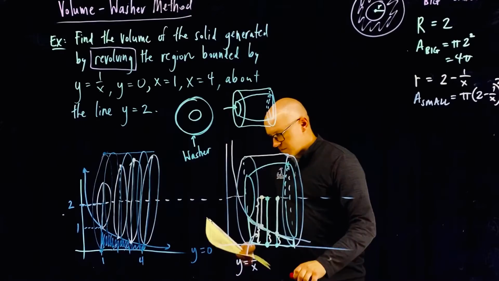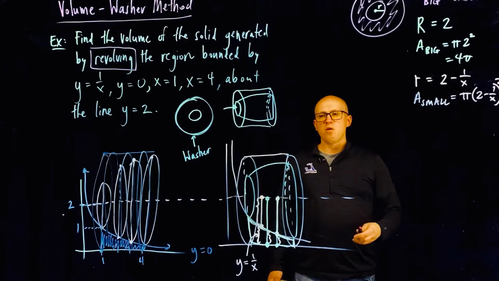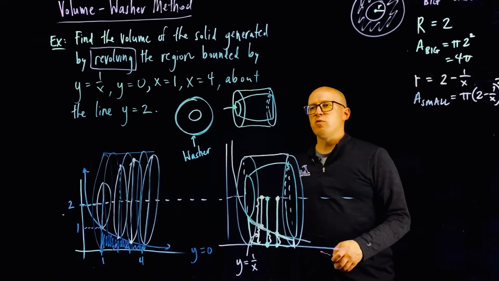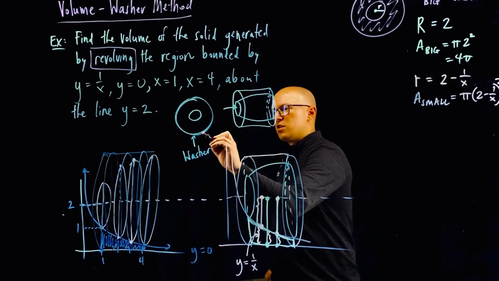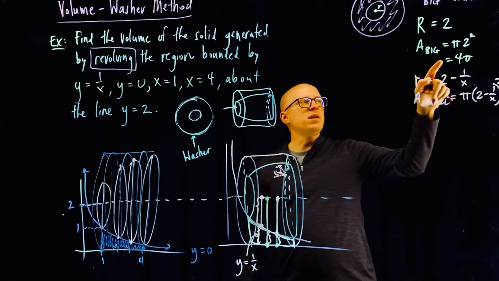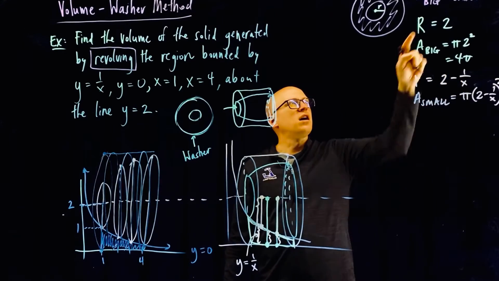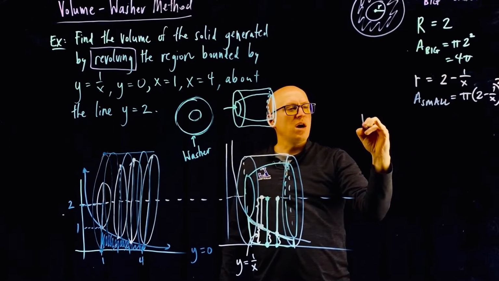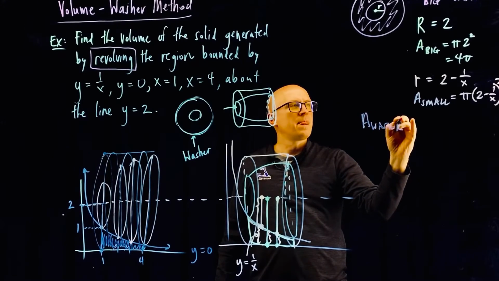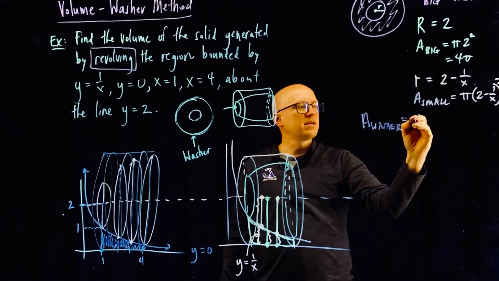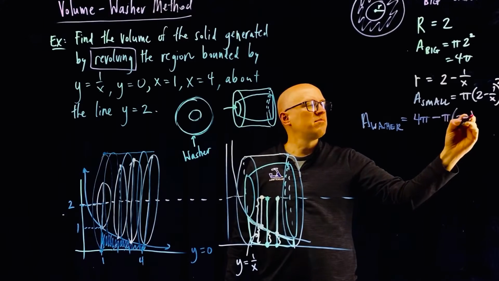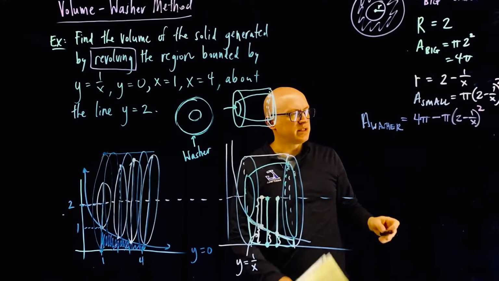All right, but that's not my goal. So my goal is to find the volume of this shape right here. Okay, so how are we going to do that? Well, let's write a function for the area of this washer. And the function is going to be the area of the big minus the area of the small. So the area of the washer is going to be 4 pi minus pi times 2 minus 1 over x quantity squared.